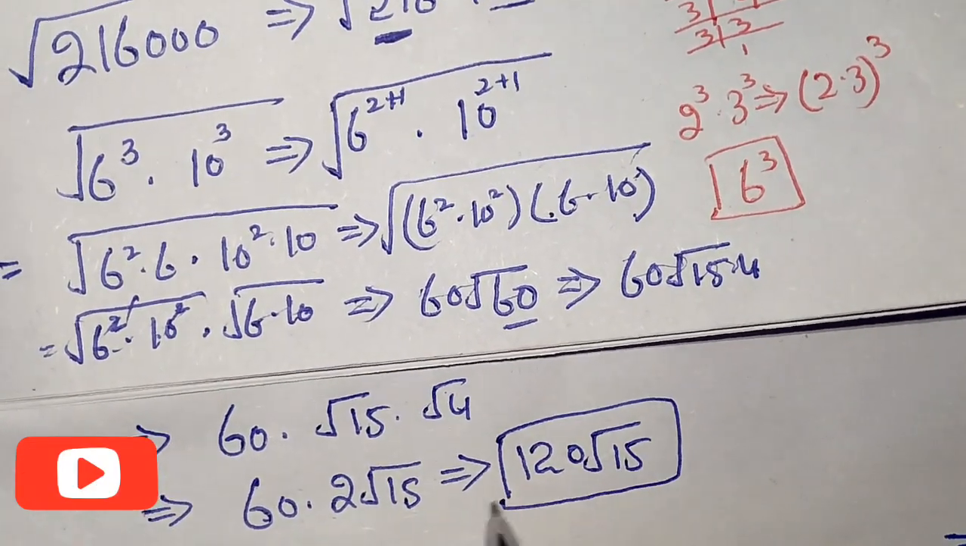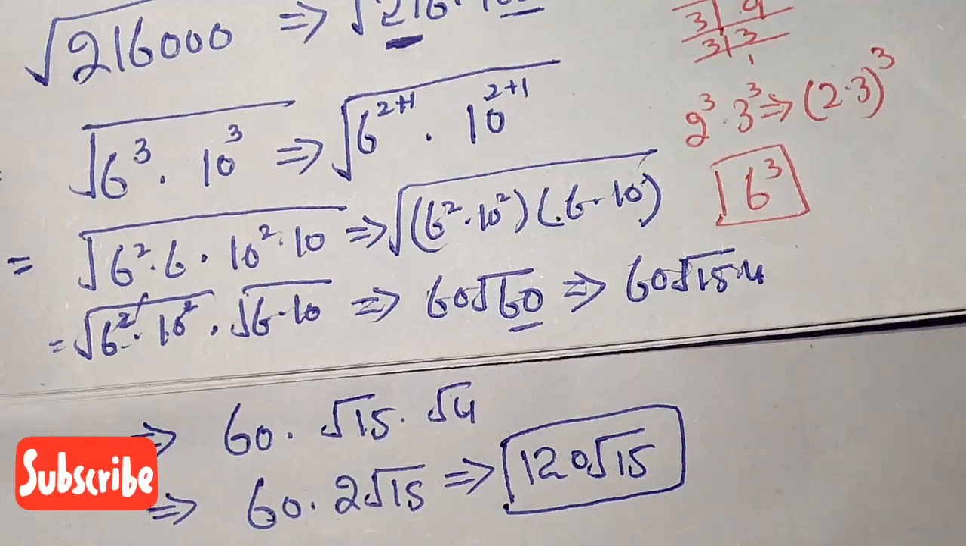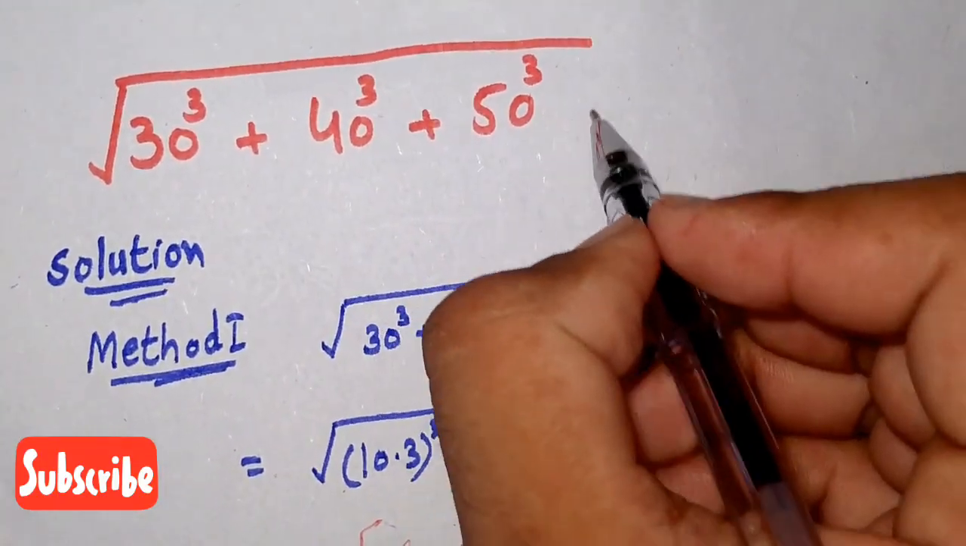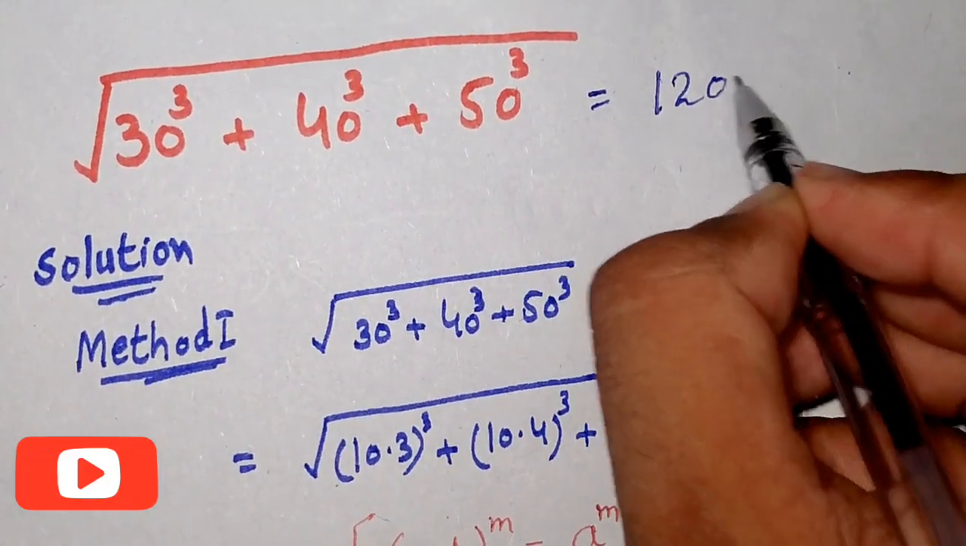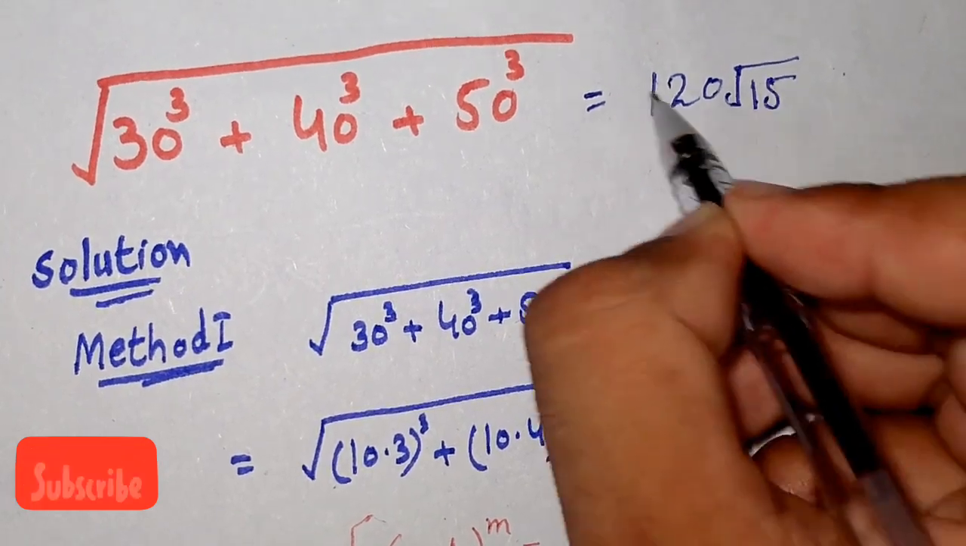So this is the final simplified form and answer of the question. So the final answer of this is 120 times the square root of 15. This is the final simplified form of this question.